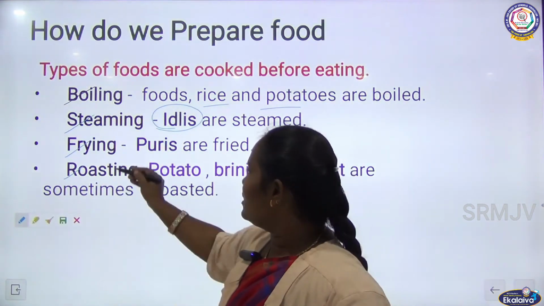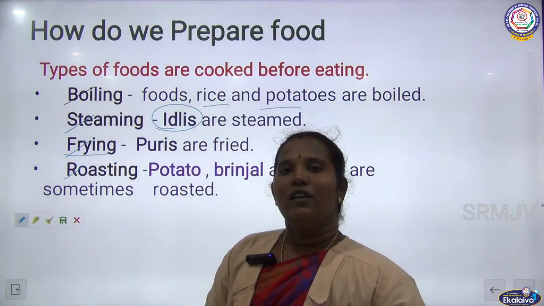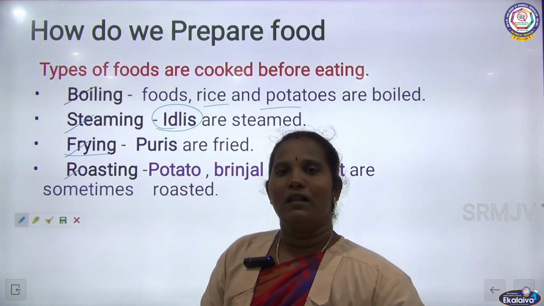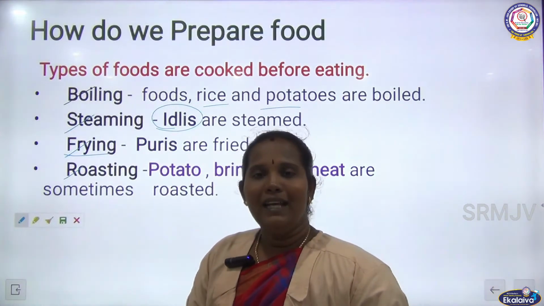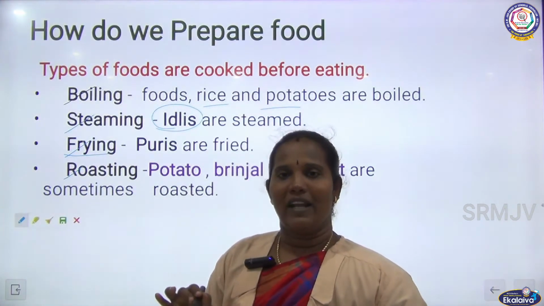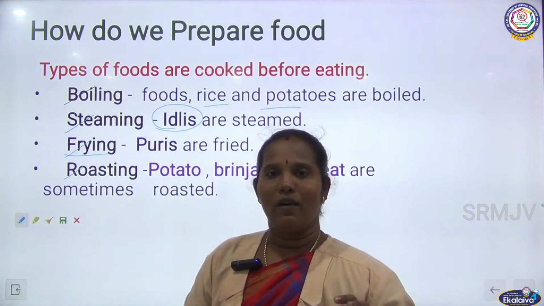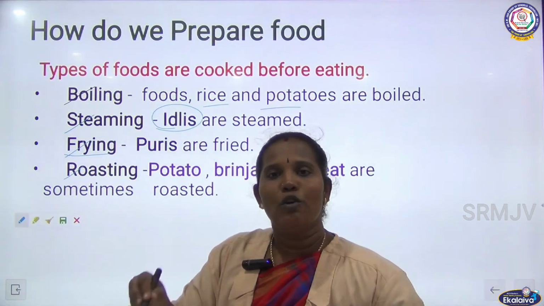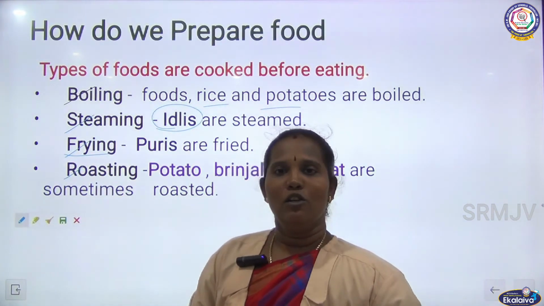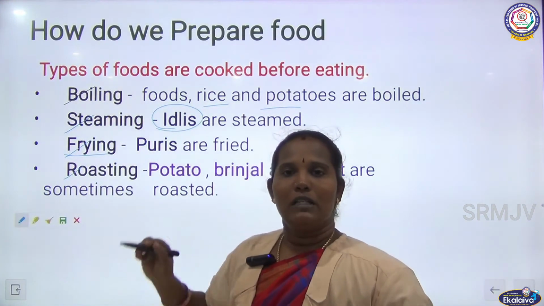Next, the third type is frying. Frying means we prepare some foods by frying. This fry we can say is deep fry and the usual fry. In the usual fry we do not add a lot of oil to the food. But deep fry means the food is fully cooked with the help of the oil. The food is fully deep in the oil, so it is called deep fry.